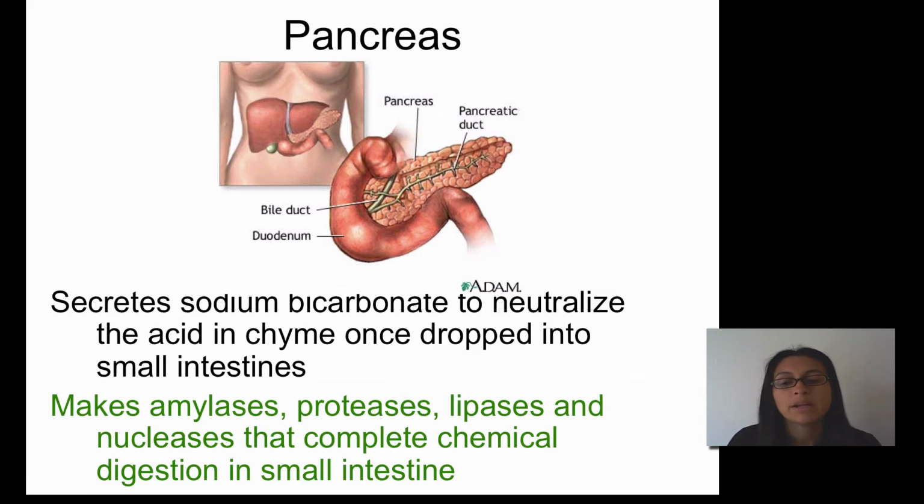It neutralizes it. Okay? The pancreas also is important because it creates most of the enzymes used to break apart your macromolecules. So it creates amylases, proteases, lipases, and nucleases. Proteases break down proteins, lipases break down lipids, nucleases break down nucleotides, and then your amylases are going to break apart your carbohydrates. Okay, so it creates all the enzymes you need to break apart all your macromolecules back down into their individual monomers. And it drops these into the small intestines there so your food can finish being digested and absorbed.